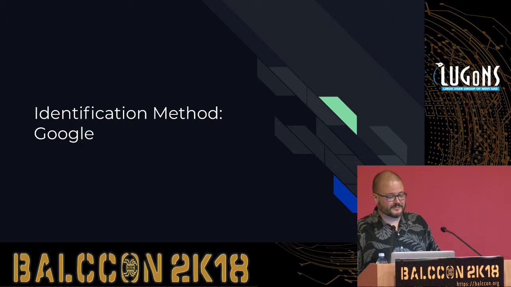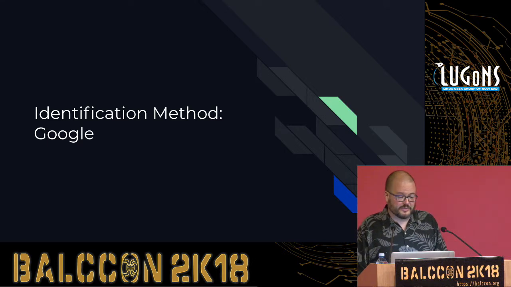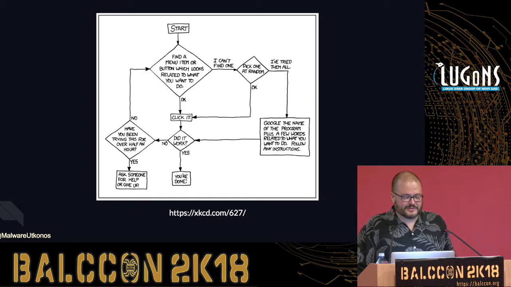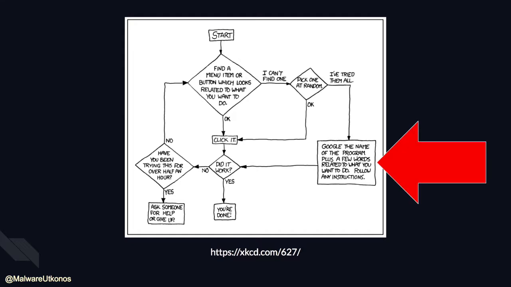And then there's also the most basic identification method: Google it. If you've got something, just start Googling it, and chances are you'll find something. You might find some result from Hybrid Analysis, or something out there and also in a blog somewhere else. Can't hurt to Google it. There's the requisite XKCD cartoon about how to become an IT expert, which is Google it, basically. Find a menu bar item, blah, blah, blah. And then this is the most important part: go to Google, type in the program name and a few words related to what you want to know.